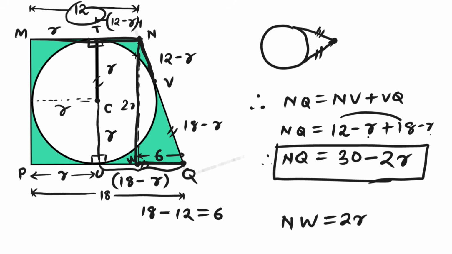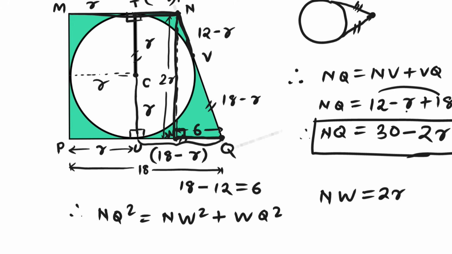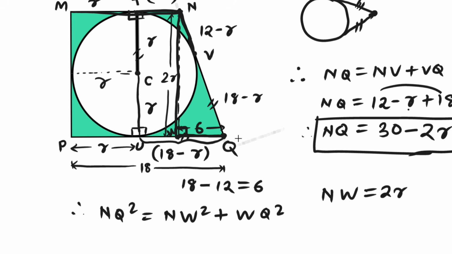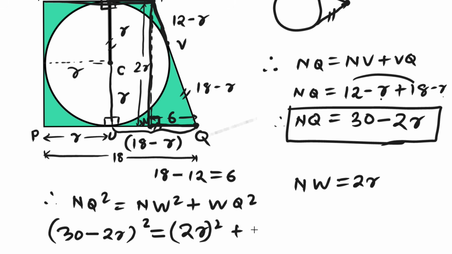Now we have a right triangle, triangle NWQ, and this is the perfect time to apply the Pythagorean Theorem. The theorem tells us that the square of the hypotenuse equals the sum of the squares of the other two sides. Therefore, NQ squared equals NW squared plus WQ squared. Now substitute the expressions we already know. This gives the quantity 30 minus 2R all squared equals the quantity 2R all squared plus 6 squared.